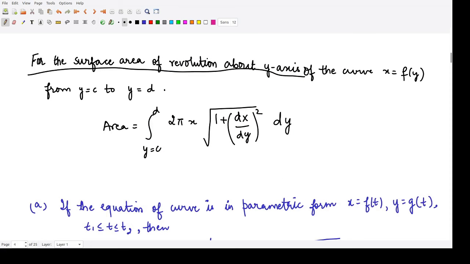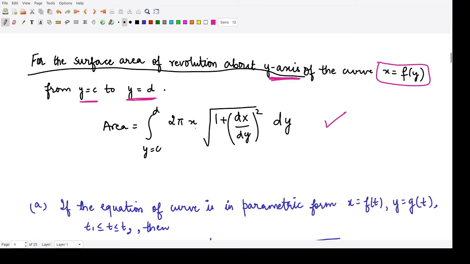So next we will discuss the surface area of revolution, which is formed by rotating the given curve about the y-axis. So suppose the curve now is given to be x is equal to f of y, and we'll rotate this curve about the y-axis from the limits y varying from c to the point d. So the surface area in this case would be given by this particular formula.